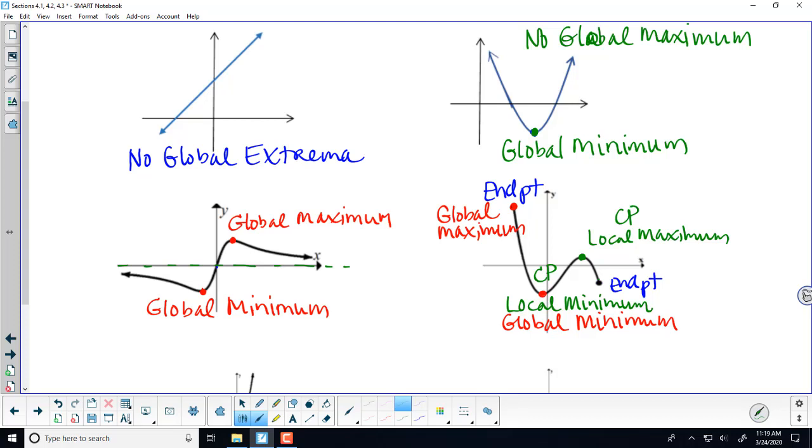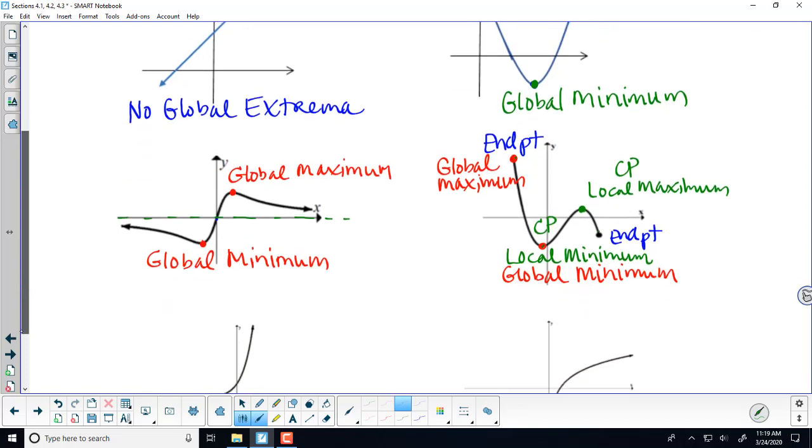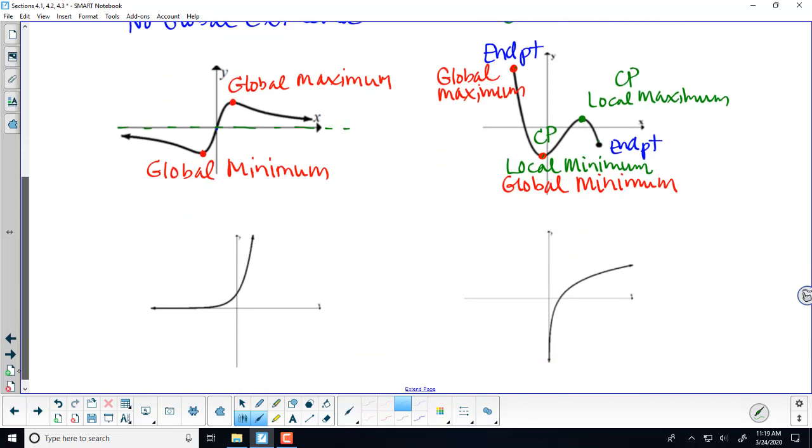Okay? So you can see the point here is that a global maximum can occur at an endpoint, or it can occur at a local minimum or a critical point in the interval. Okay, or local maximum. All right, how about these two graphs?